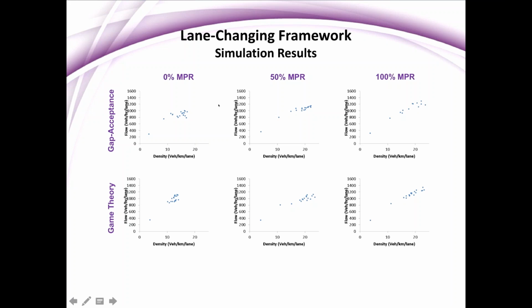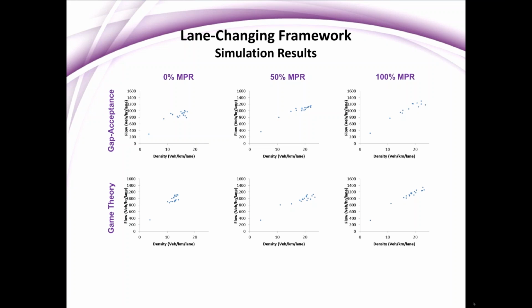But the gap acceptance model has a different behavior. It has a lot of congestion here, and the congestion reduces at 50%, and then it increases again. So the scatter in the fundamental diagram increases at 100% compared to 50%, which doesn't make sense at all.